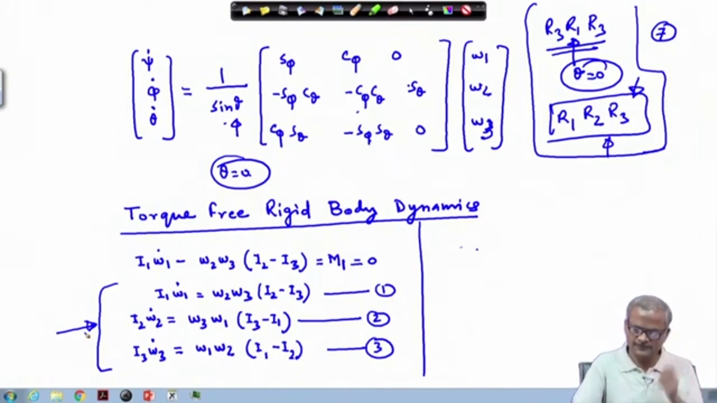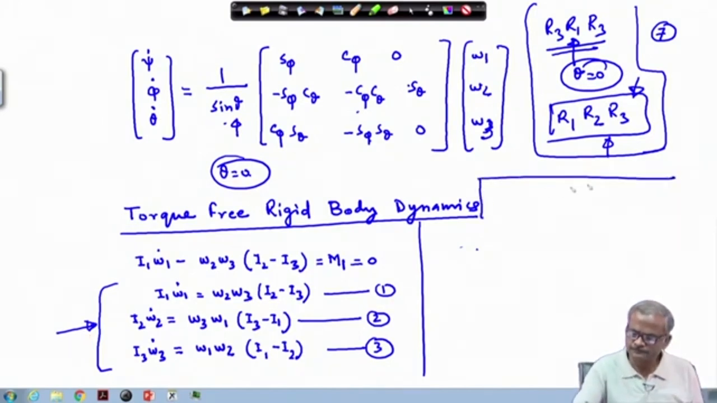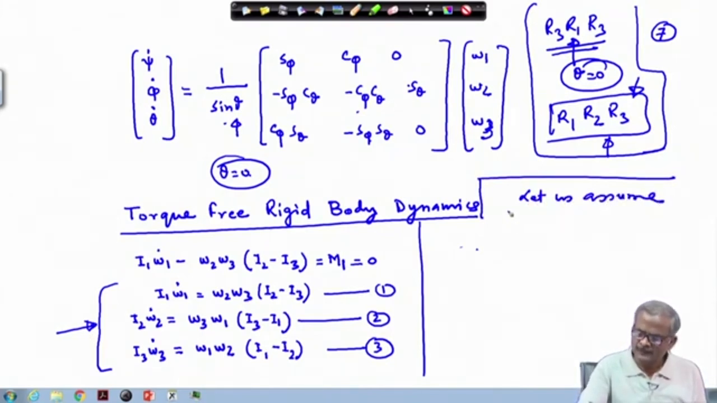So, what we assume is that an axis of symmetry is present.